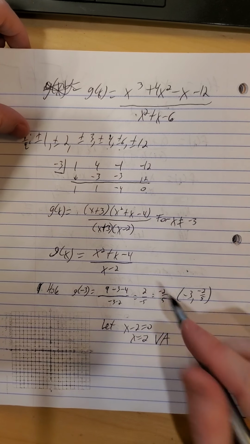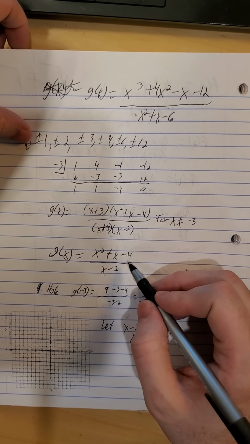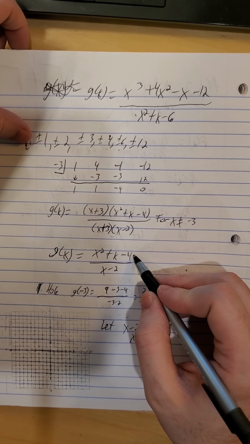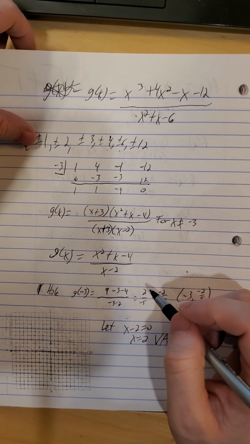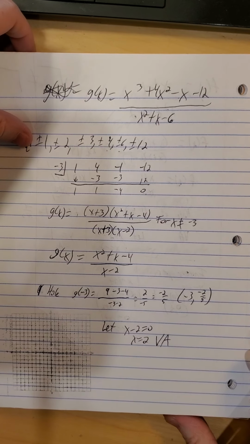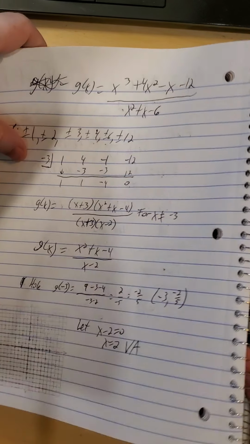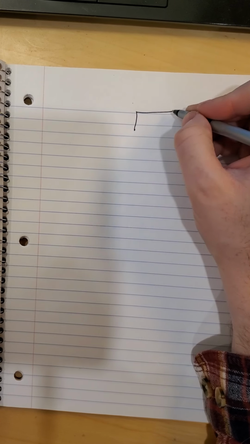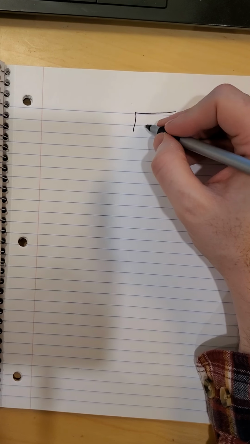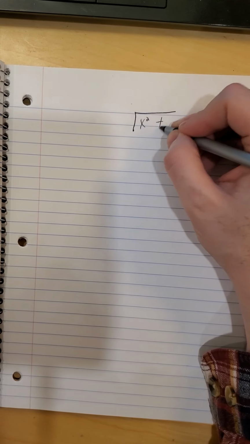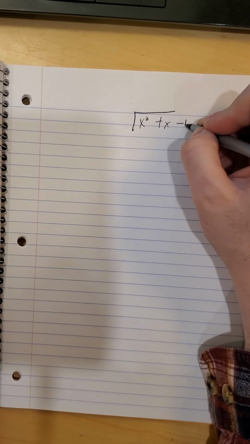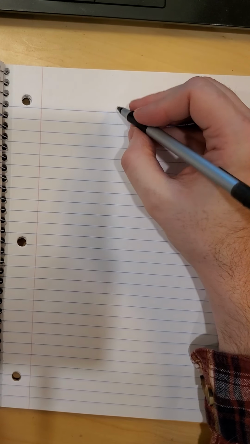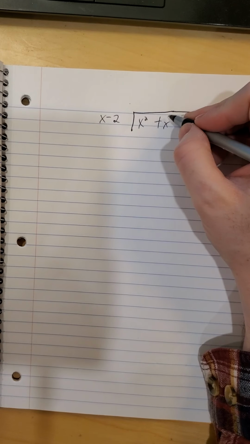Horizontal and oblique. Check the degree. If we don't have the situation of smaller degree at the top, bigger degree at the bottom, where we can just jump right to y equals 0, we'll have to divide. So numerator inside, denominator outside. And again, make sure you're using a division sign, not a square root symbol. They do not mean the same thing. So x squared plus x minus 4 inside, and x minus 2 outside.